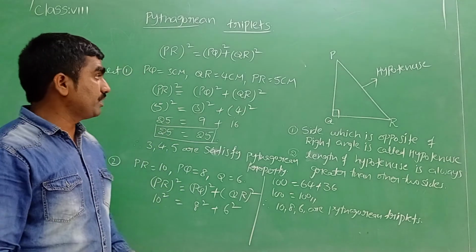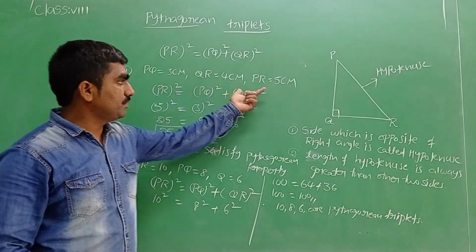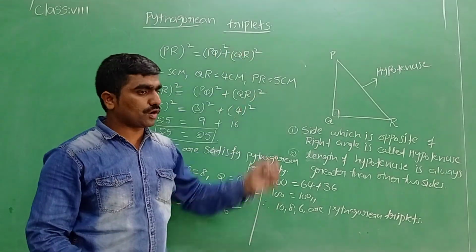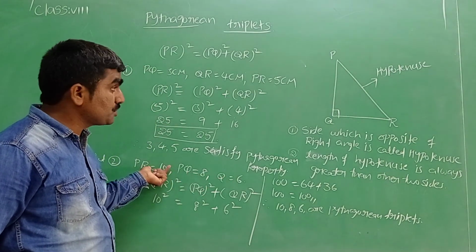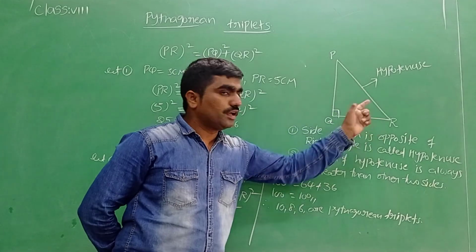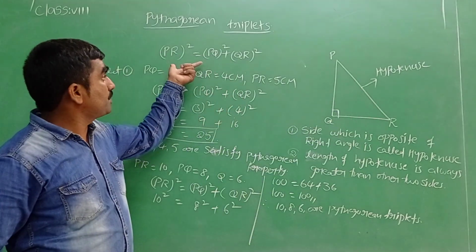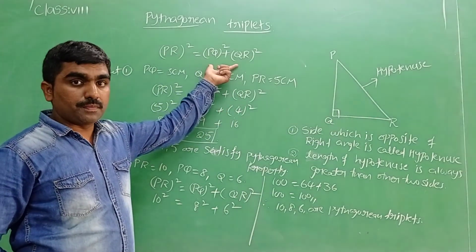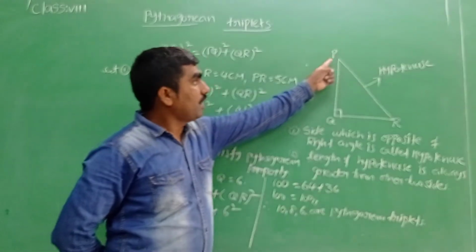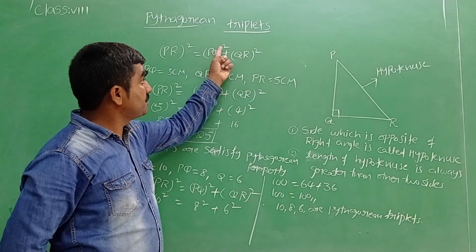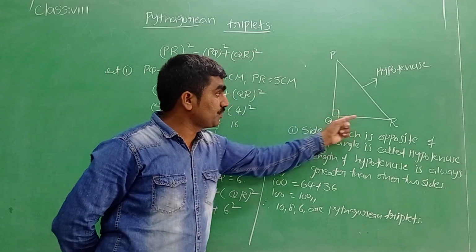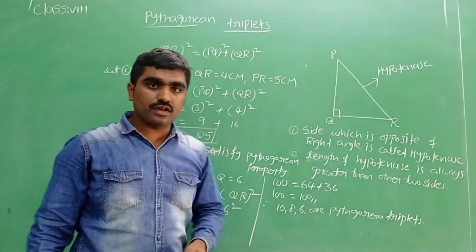So that is the way we can verify whether the given three numbers are Pythagorean triplets or not. When taking the lengths, make sure that the highest value is always the length of the hypotenuse. This property is known as the Pythagorean property. What is the property over here? Hypotenuse square is equal to the sum of squares of the lengths of the other two sides.